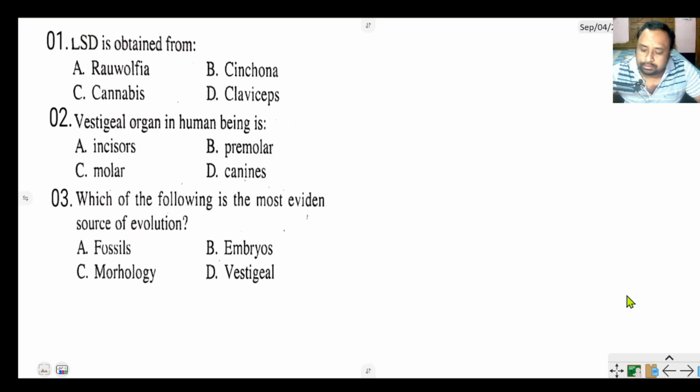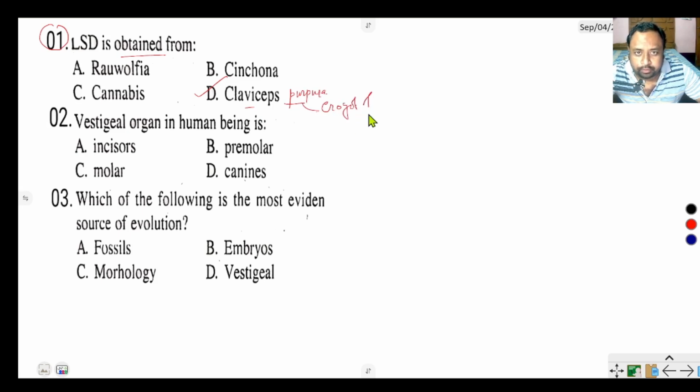Question number 1 says LSD is obtained from Rauwolfia serpentina, Cannabis sativus, cinchona and Claviceps. The correct option of this question is option A, Claviceps purpurea. Claviceps purpurea is a type of fungus that causes ergot of rye.